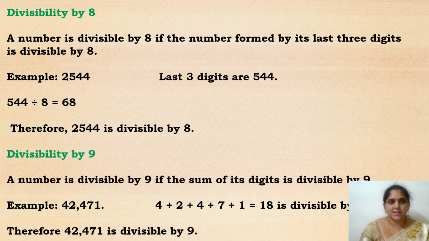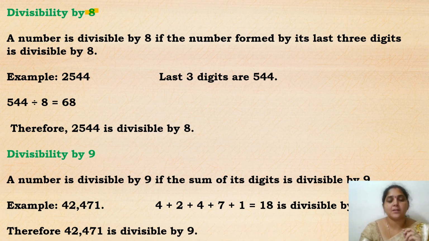Now we will check the divisibility rule for 8. Divisibility by 8: a number is divisible by 8 if the number formed by its last 3 digits is divisible by 8, or if a number has 3 digits, you have to check whether that number is divisible by 8 or not. So the last 3 digits should be divided in the 8 table. Then only we can tell that it is divisible by 8.